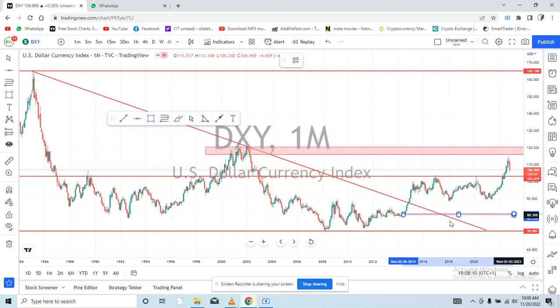Monthly time frame information. Anything can happen. I'm not a market maker. I'm just trying to tell you what my chart is currently giving me.